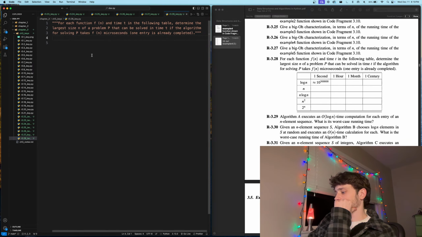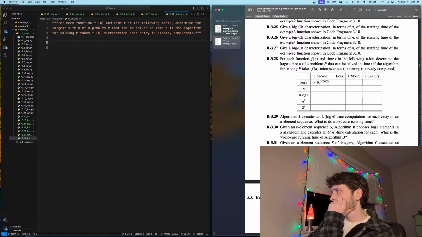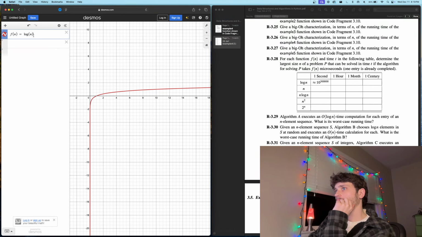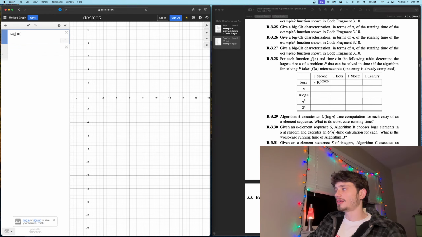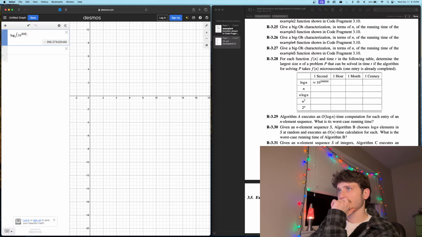How can we go about solving this one? If you put in Desmos log base 2 of 10 to the power of 300,000, it's just undefined. This is so big. Anybody have any ideas?